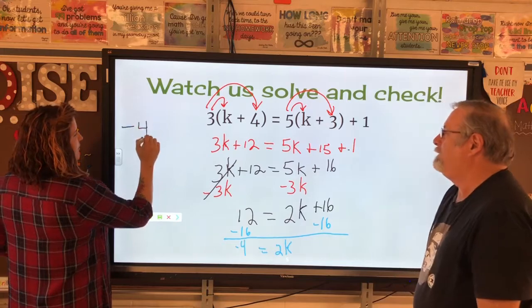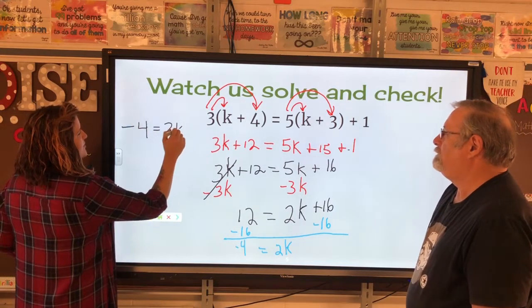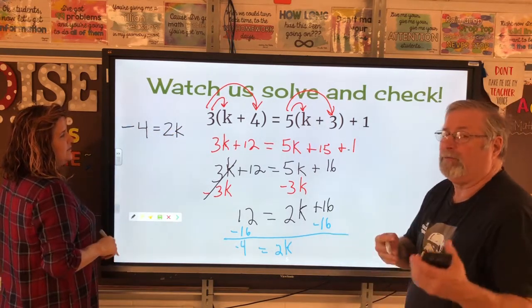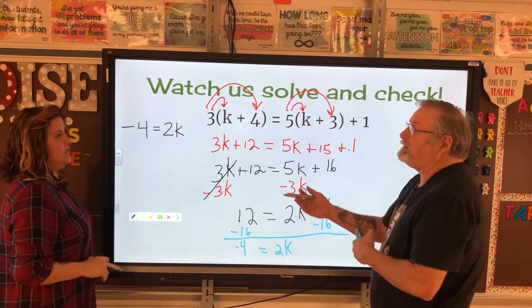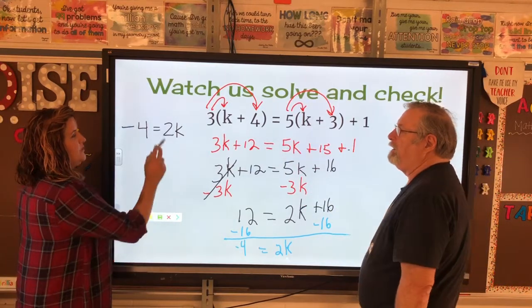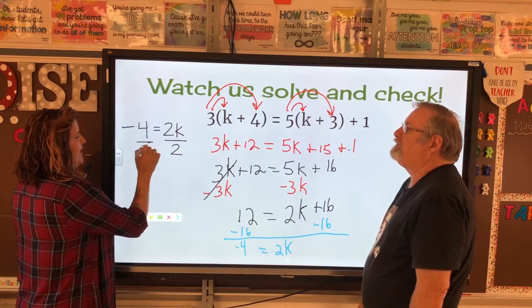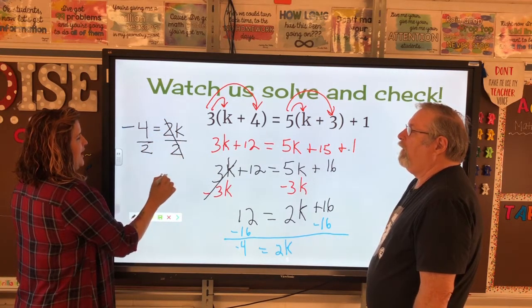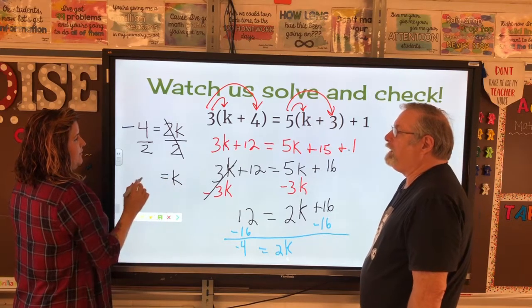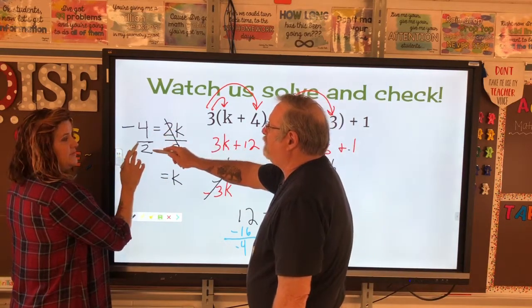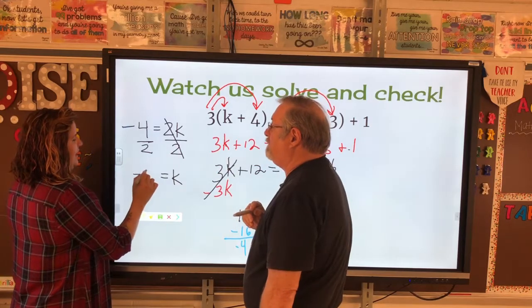So if we have negative 4 equals 2k, now what do I do, Mr. Lane? Now I have to take care of my multiplication and division. In this case, my multiplication. So what's the opposite of multiply? I'm going to divide both sides by that 2. That goes away. I'm left with k equals, and a negative divided by a positive is going to give me a negative 2.